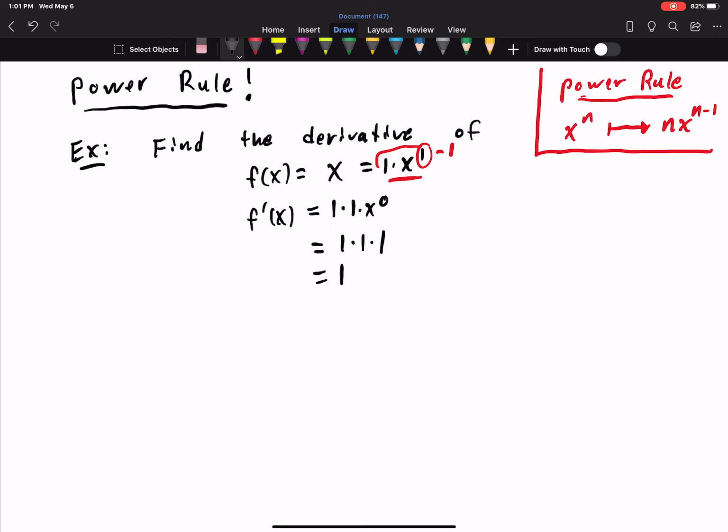Another way of thinking about this problem is thinking, okay, if I start with just the function f of x is equal to x, what type of function is that? It's a line. It's a line of slope 1 starting at the origin. That is the center of your x and y graph. So the slope is equal to 1, and the derivative is the slope. So you can just think, oh, graphically, this is equal to 1, because that's the slope of that line. So saves yourself some work there if you don't want to use the power rule directly.